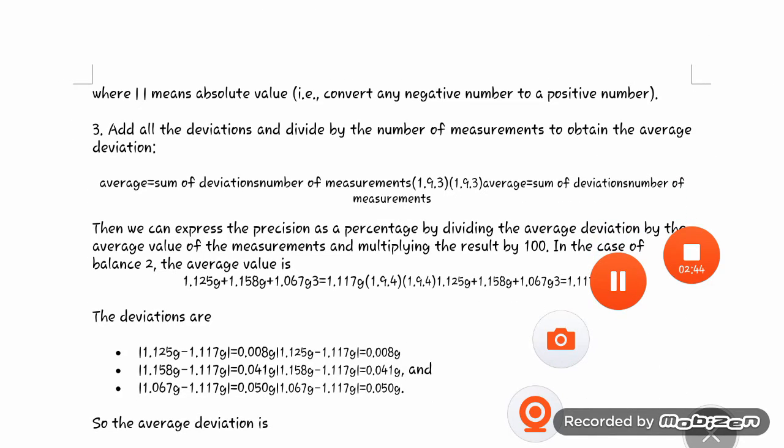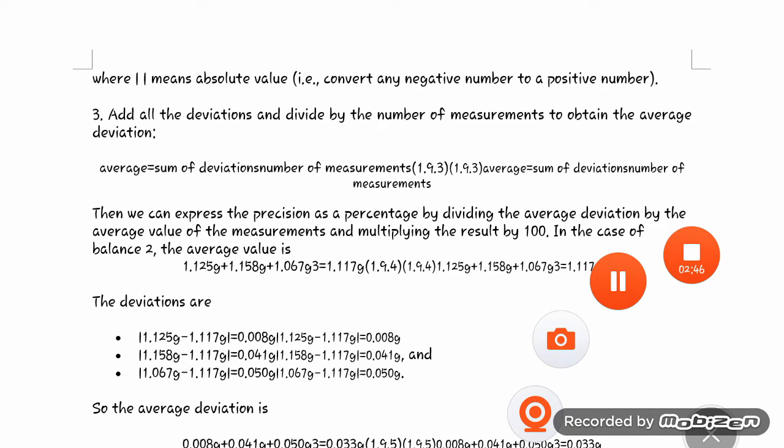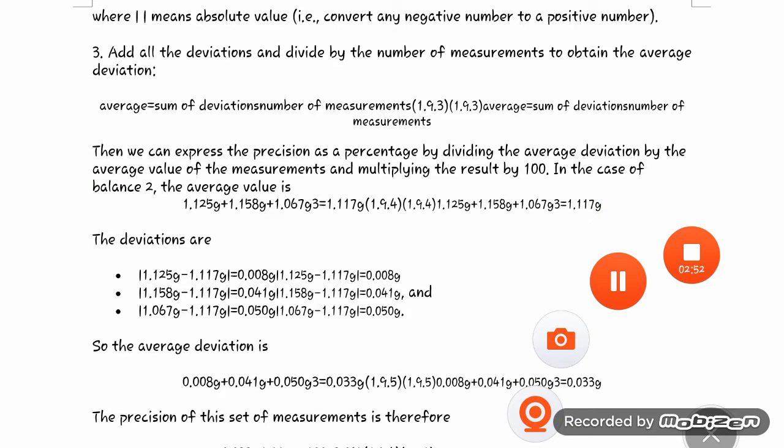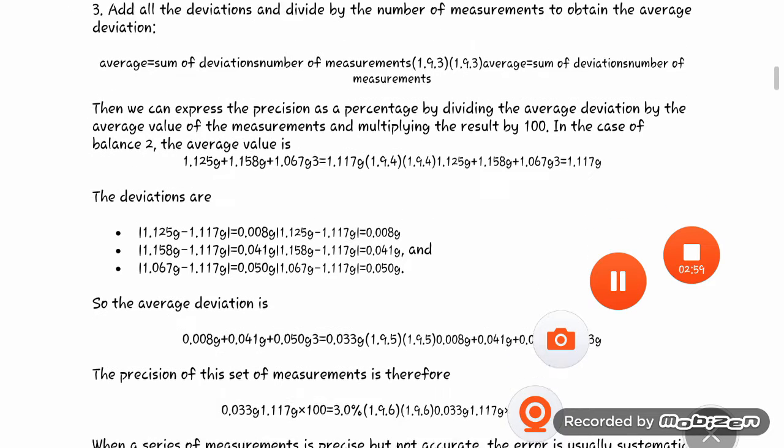Next, add all the deviations and divide by the number of measurements to get the average deviation. In this, we will sum all the deviation numbers which are given, and then we will divide it by the number of observations which we have.